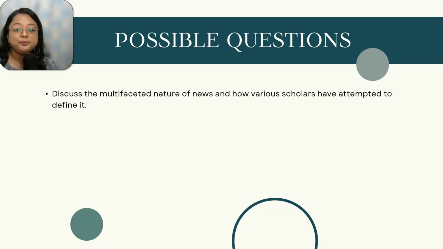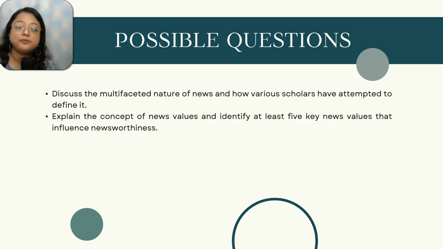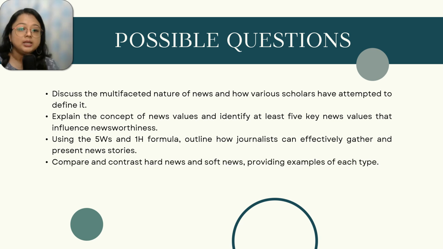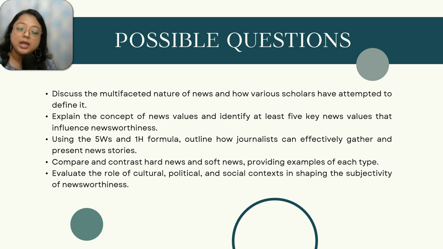We are also going to present to you some possible questions. Discuss the multifaceted nature of news and how various scholars have attempted to define it. Explain the concept of news values and identify at least 5 key news values that influence newsworthiness. Using the 5 W's and 1 H formula, outline how journalists can effectively gather and present news stories. Compare and contrast hard news and soft news, providing examples of each type. And evaluate the role of cultural, political, and social context in shaping the subjectivity of newsworthiness.